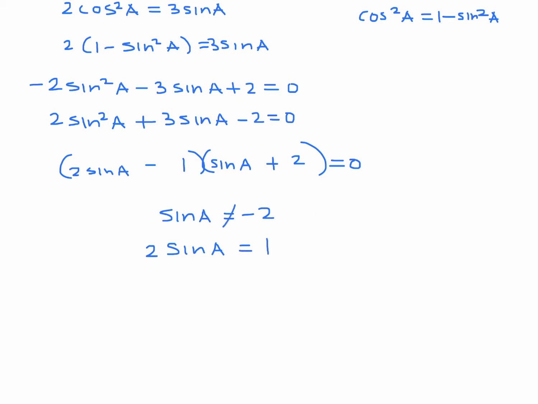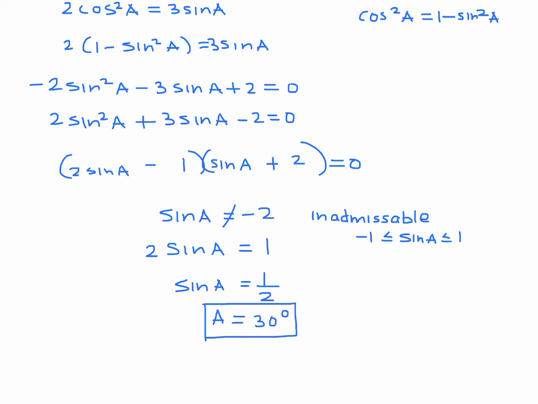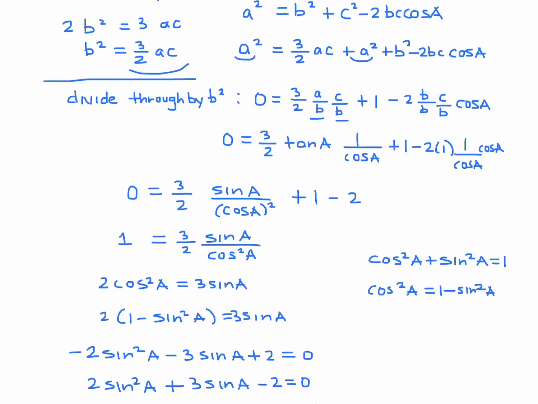Now this is inadmissible because the sine of something can only be between negative 1 and 1, right? So because the sine of A is anywhere between negative 1 and 1, this is the only solution. So that means the sine of A is equal to 1/2. And if that is indeed the case, that means A is 30 degrees. And that was what they were looking for in this question.